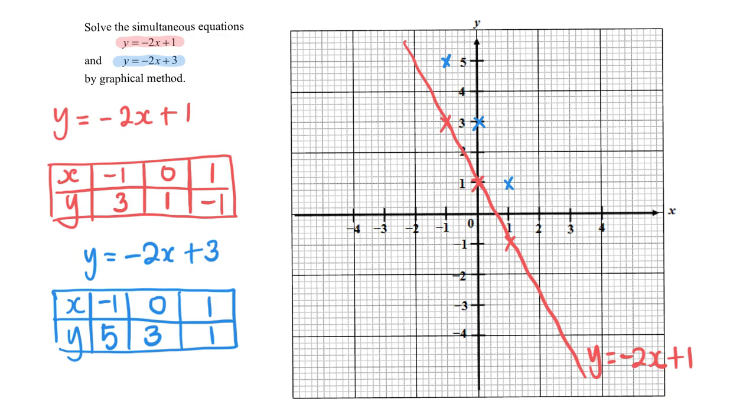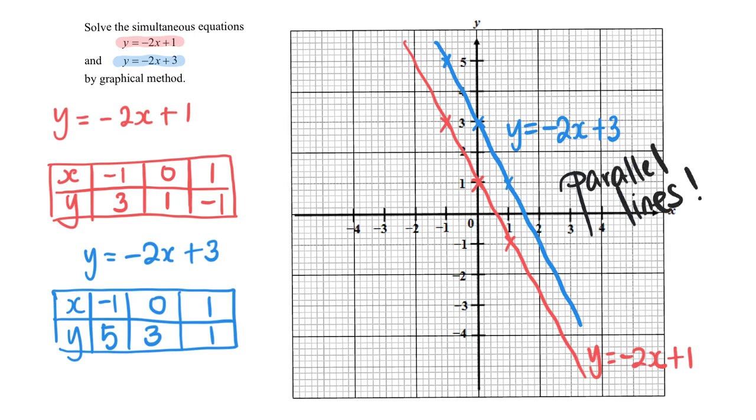And I'm going to just draw this line, and I realized something very interesting. What do you notice? These are parallel lines, which means that, and true enough, if you look at the gradient, -2, -2, the gradient is the same.